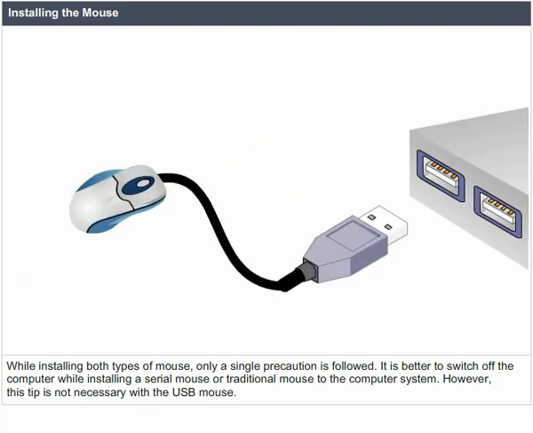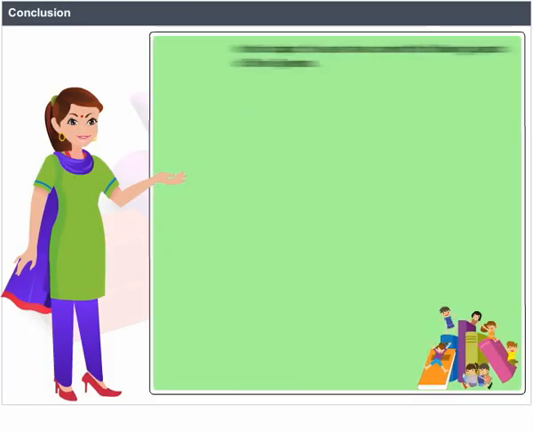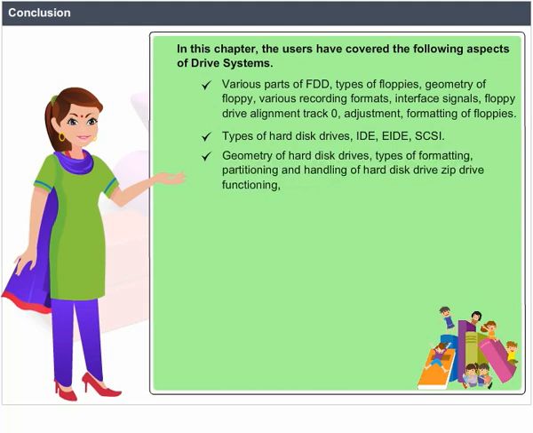Conclusion. In this chapter, the users have covered the following aspects of drive systems: various parts of FDD, types of floppies, geometry of floppy, various recording formats, interface signals, floppy drive alignment, track 0, adjustment, formatting of floppies. Types of hard disk drives: IDE, EIDE, SCSI. Geometry of hard disk drives, types of formatting, partitioning and handling of hard disk drive, zip drive functioning, CD drive and CD writer functioning, handling and repair. Mouse and keyboard, wired and wireless types, basic functioning, interfacing and installation.